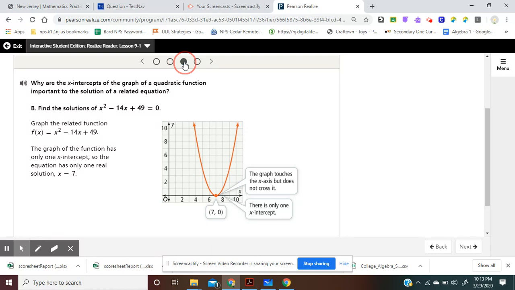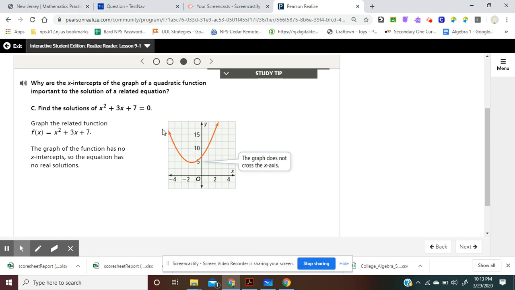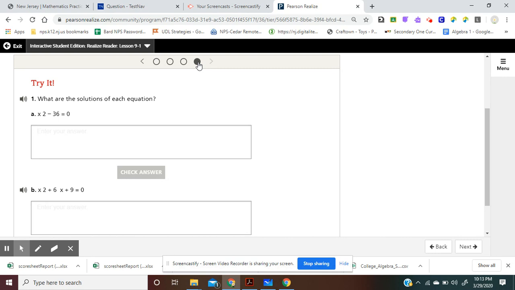And now for one more example. So now if we look to find the solutions of x squared plus 3x plus 7 equals 0. We make our graph, and notice that this graph never intersects the x-axis. So since it never intersects the x-axis, it has no solutions. So we now see that with quadratics, we can have two solutions, one solution, or no solutions. So it depends on how many times it intersects the x-axis. Now let's take a look at your try-its.